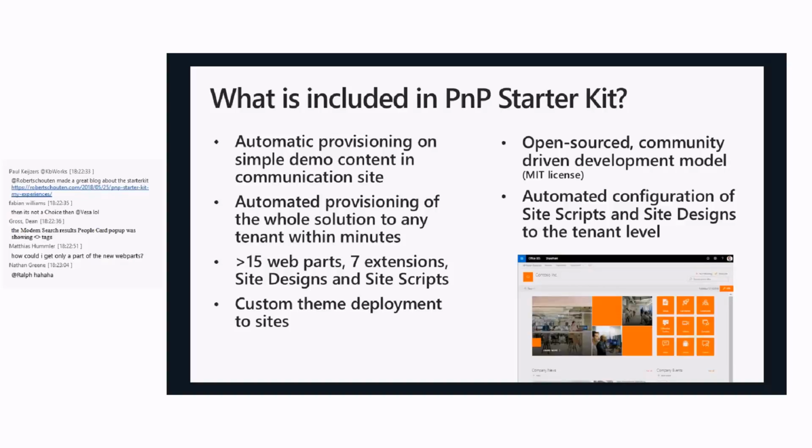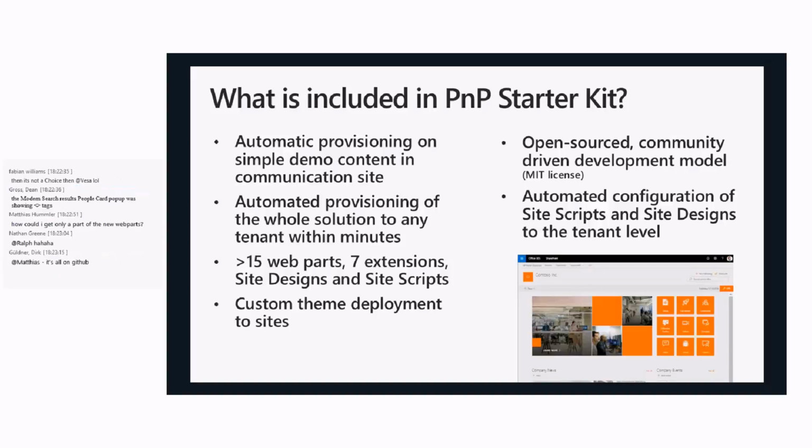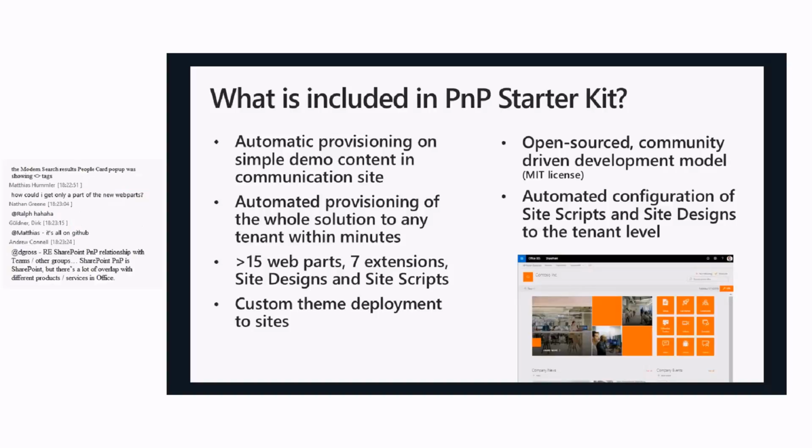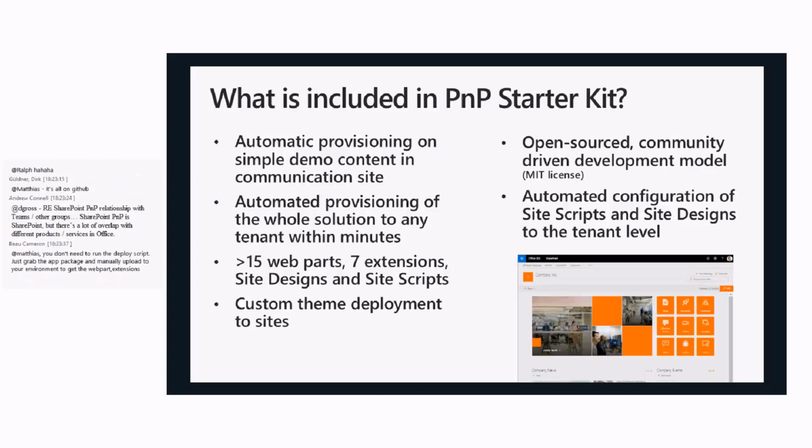There are also really cool automated configurations for site scripts and site designs at the tenant level. When you run the provisioning setup, it's going to do tenant-level configurations, which means you don't necessarily want to apply this to your production immediately, because it adds a site design, site scripts, some theming files and all of that at the tenant level. But it shows how to make all of this happen automatically. Everything is in GitHub. You can reuse this any way you want, and access the source code really easily.